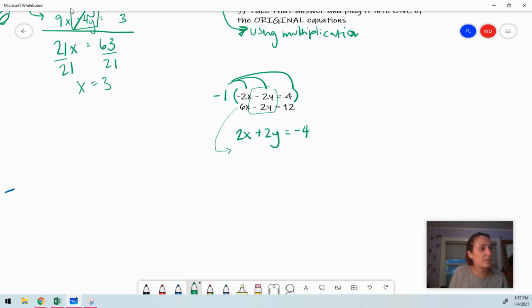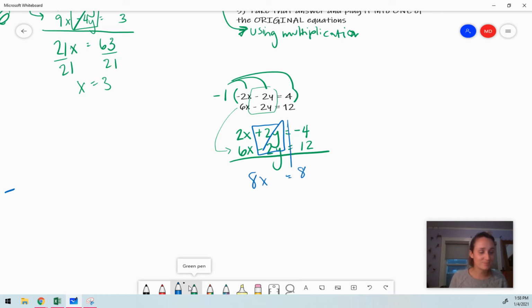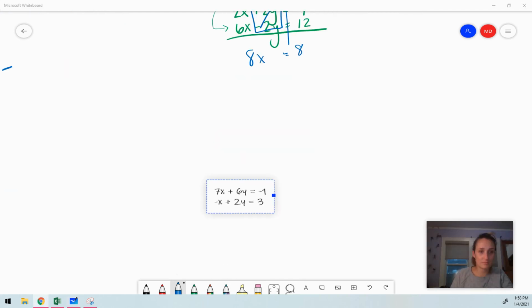Now when I copy down the second equation right underneath, check it out. I now have exact opposites. I can eliminate these and I'm left with 8x equals 8. And I can solve that no problem. All right, let's try a few more.